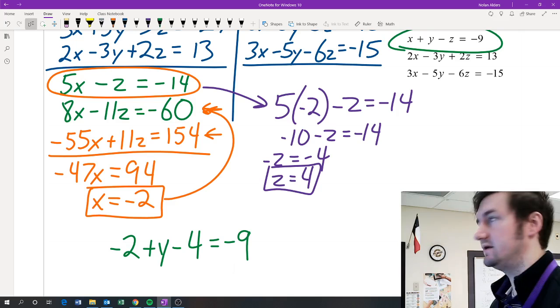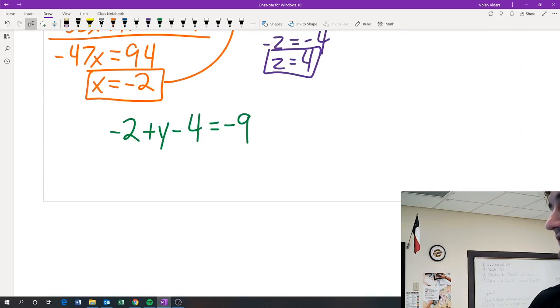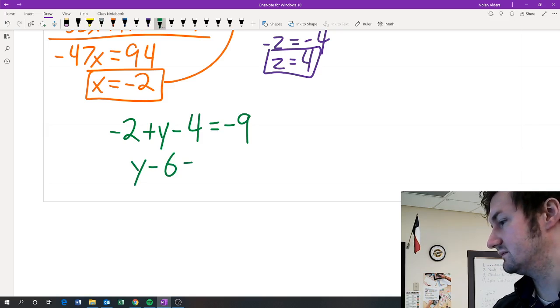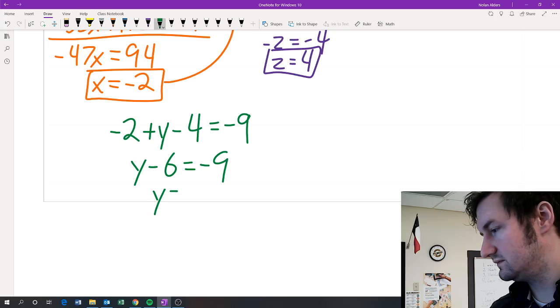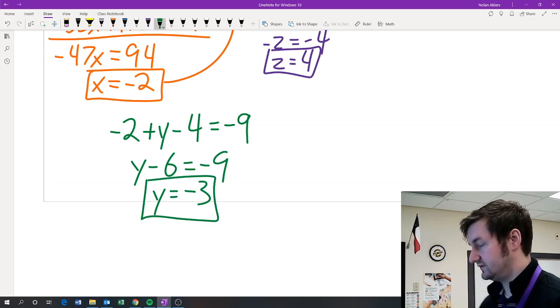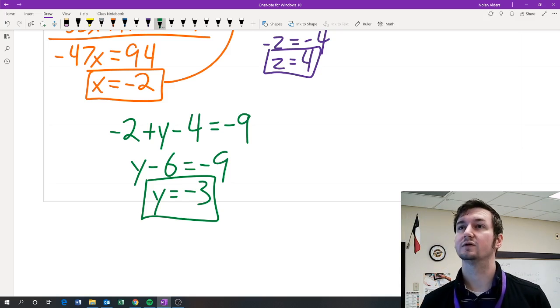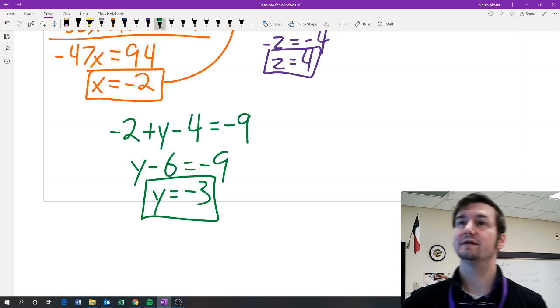Okay, so let's go ahead and solve this equation. Negative 2 minus 4 is going to be negative 6. We can add the 6 to the right, and we'll get negative 3. So there we go. x equals negative 2, y equals negative 3, and z equals 4. So we solved for all of our unknowns there.